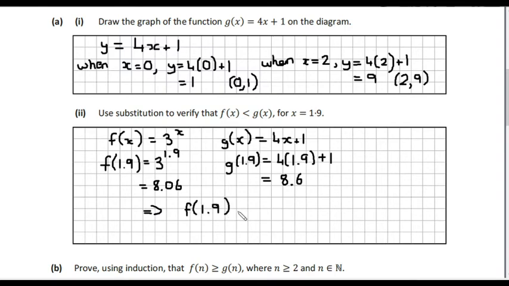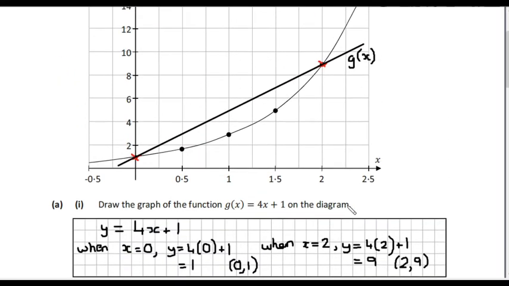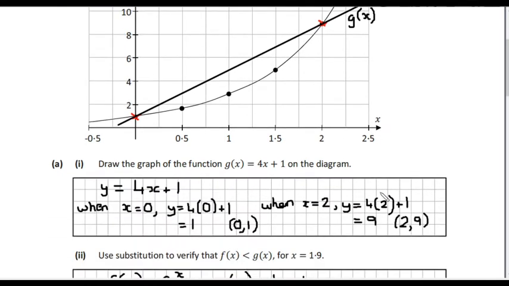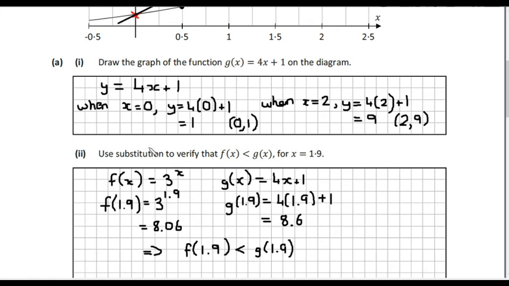is indeed less than g of 1.9, which is another way of saying what they've said here: f of x is less than g of x for x equal to 1.9. Alright, and just going back to the diagram here, when x is 1.9, which is up here somewhere, we can see that the curve f of x is slightly less than g of x, slightly lower for that particular value of x, 1.9. But they wanted us to do it using substitution, using algebra really.